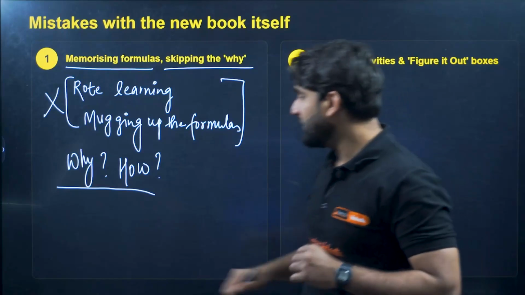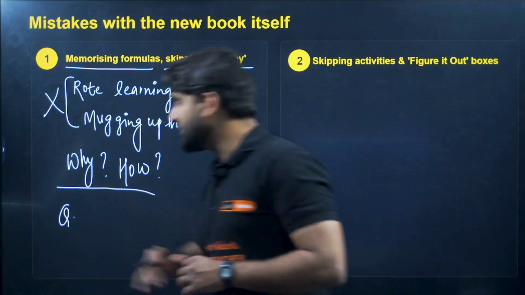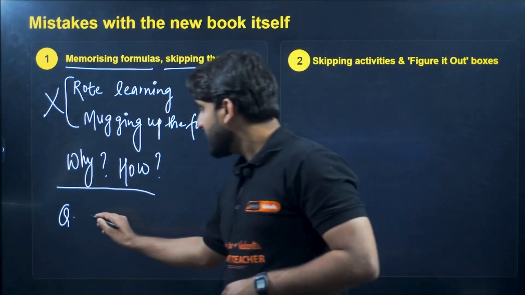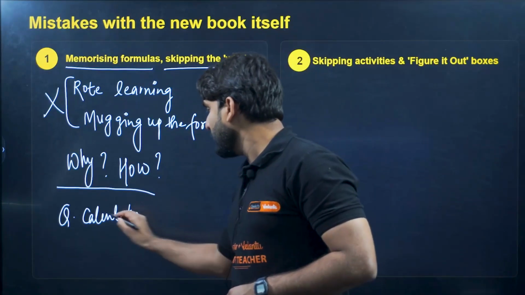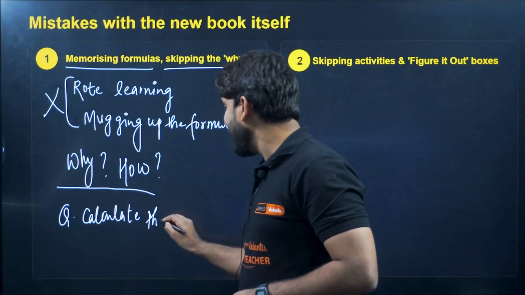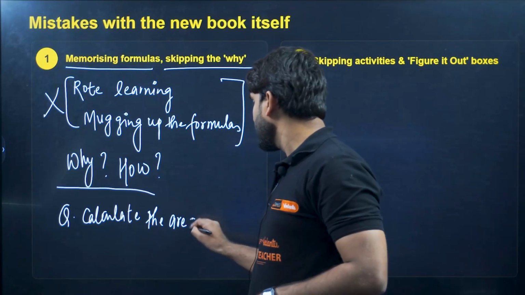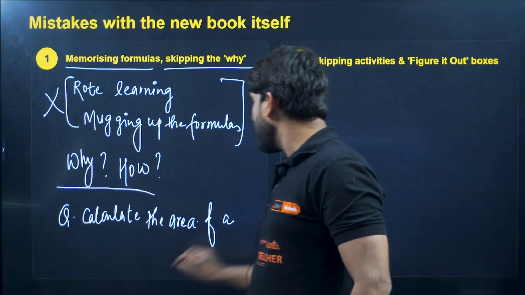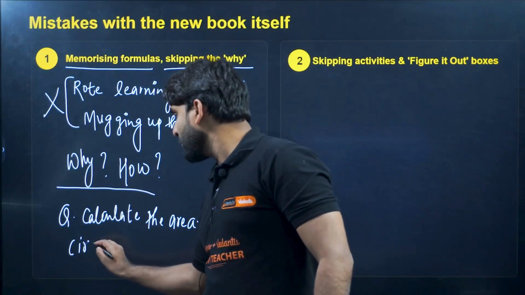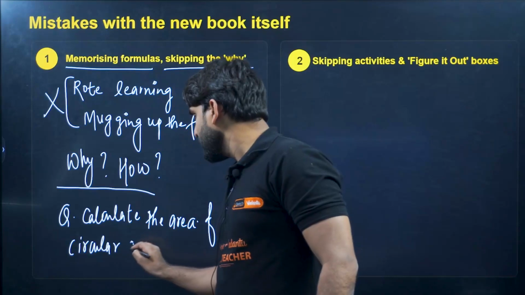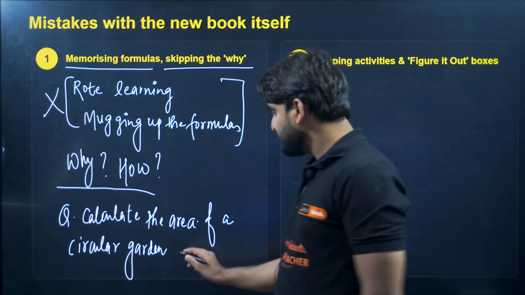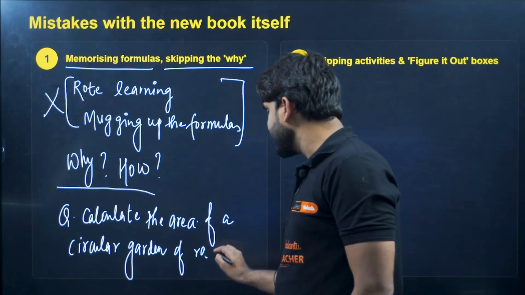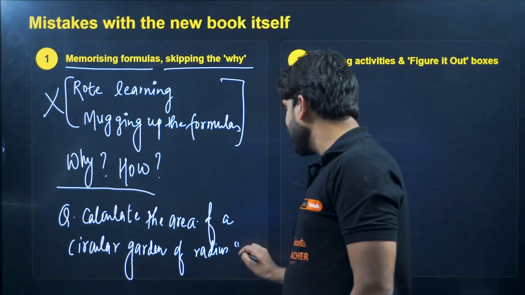For example, if I ask you a question, calculate the area of a circular garden of radius 3 centimeter.